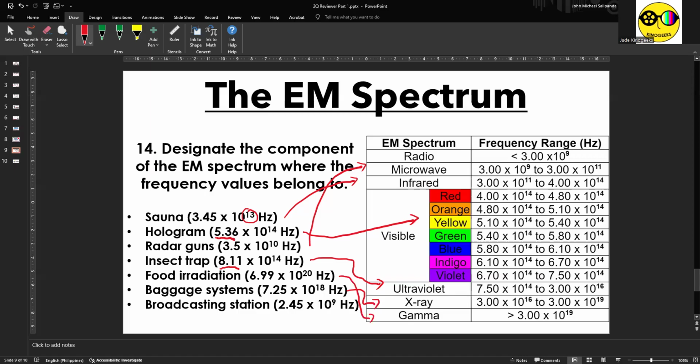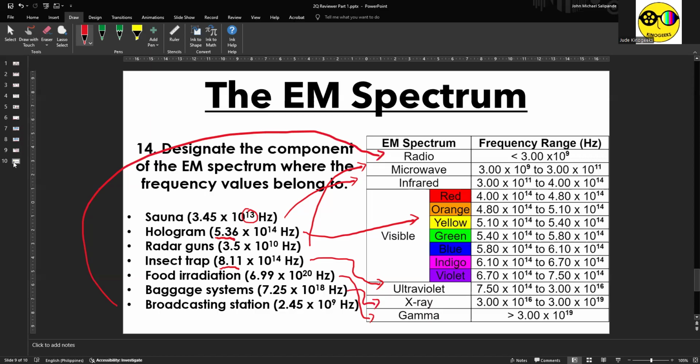And last but definitely not the least, broadcasting station. This is the easiest, no? Naturally, it falls under the radio spectrum because its frequency, 2.45 times 10 raised to positive 9 hertz, is less than 3 times 10 raised to positive 9 hertz. Therefore, it's radio. And that's how you designate the component of the electromagnetic spectrum where the frequency values belong to.